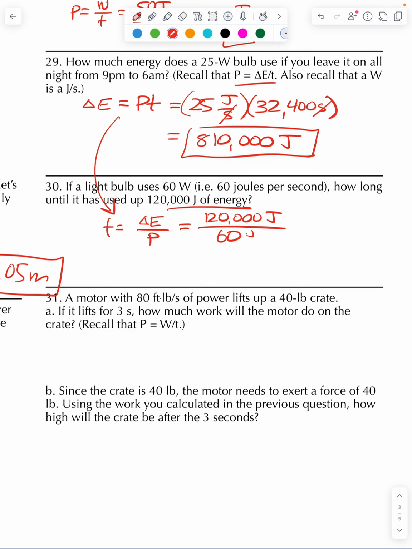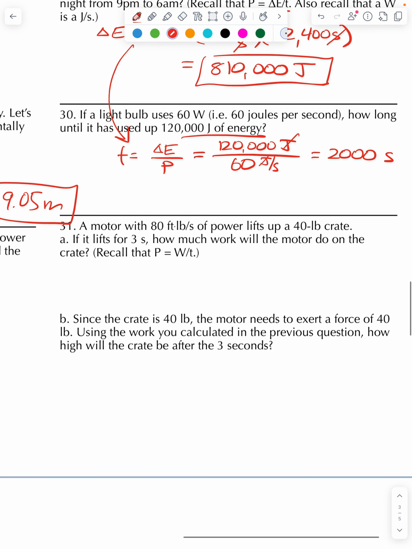So I think I'm going to prefer to write a watt as a joule per second. So that means the joules cancel. We have 1 over seconds in the denominator, but that flips to the top when I divide. So that ends up getting you 2,000 seconds. Okay. And the last one.